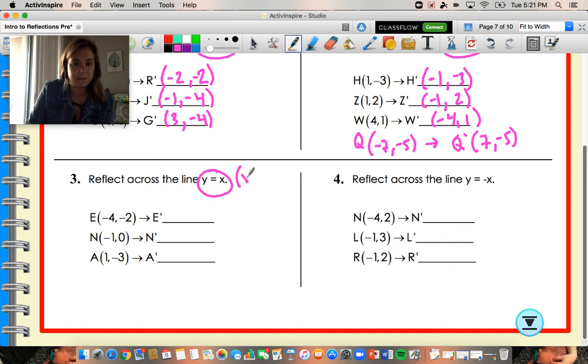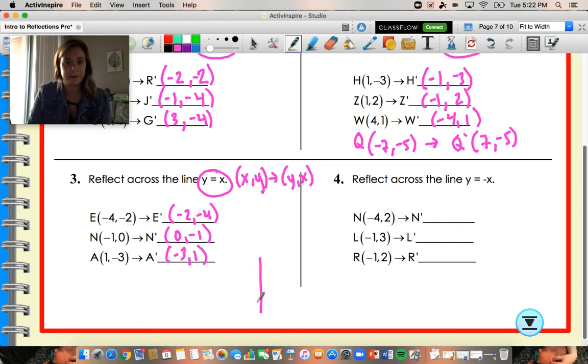Reflecting over the line y equals x. This is inverse. xy becomes yx. They switch. This would be -2, -4. This would be 0, -1. This would be pre-image, image. -3, 1. And if you need to graph it for yourself, see -4, -2. That was E. -2, 1, 2, 3, 4. That's E prime. If I were to draw that diagonal line, that looks about right. Look, that's perpendicular. And it bisects. It's not perfect, but it gives you a general picture.